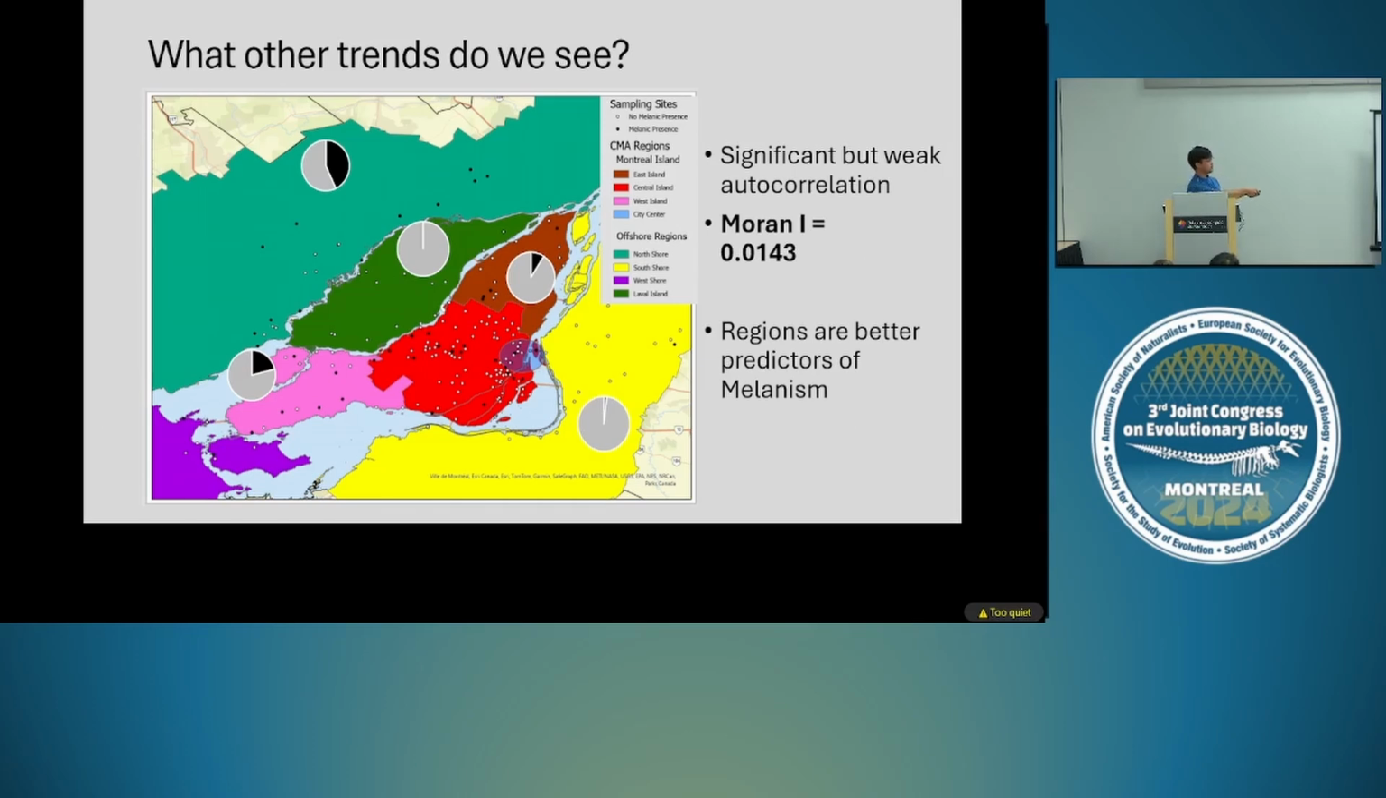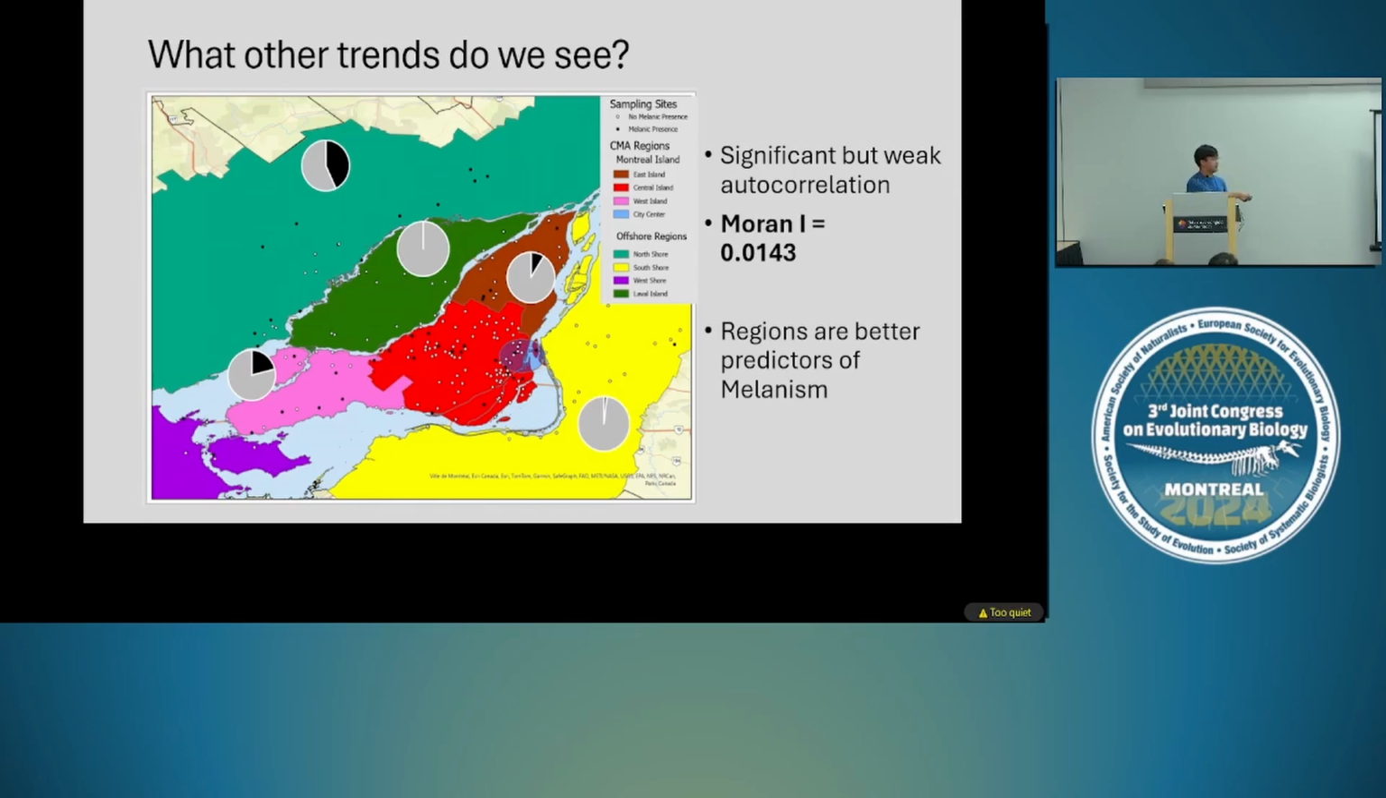For example, look at the central areas of Montreal, which have somewhere between 10 and 16% of the population being melanic. Compare that to 40% of the population in the North Shore, whereas in Laval Island, which is right in the middle of the two, I personally did not see one melanic squirrel there. I'm not saying it's not there, but it is at least very, very rare.